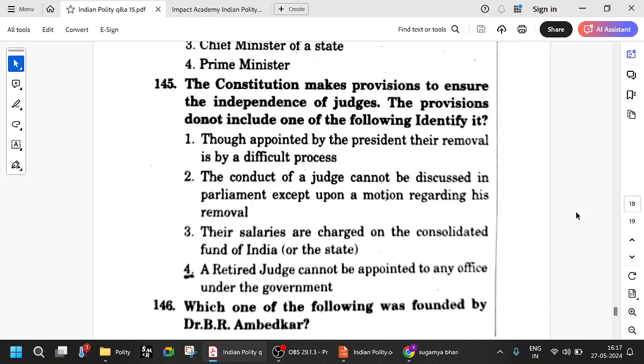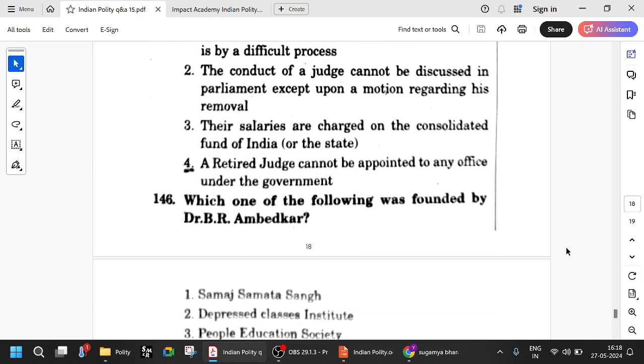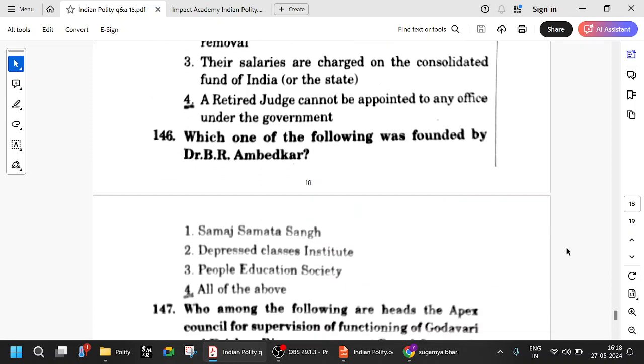The Constitution makes provisions to ensure the independence of judges. The provisions do not include one of the following. Though appointed by the President, their removal is a difficult process. Yes, they have to go through the impeachment process, which is true. The conduct of a judge cannot be discussed in Parliament except upon a motion regarding his removal, which is true. Salaries are charged on the Consolidated Fund of India, so there is no interference from Parliament. This is true. Retired judges cannot be appointed to any office. This is wrong. Retired judges have many opportunities: human rights commissions, information commissions, any committee, several things once they retire.